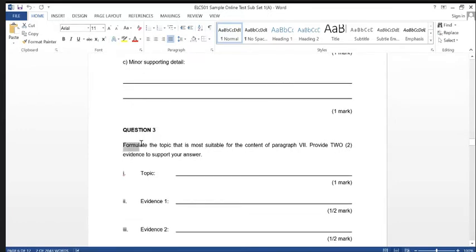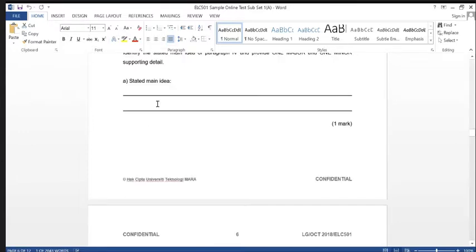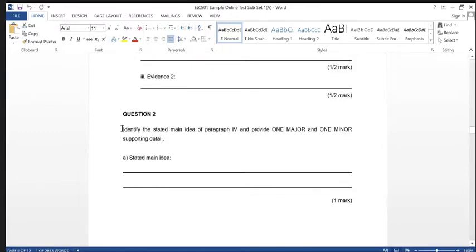Now, the word formulate, that's why I say at this level, you have to be very conscious, aware of the usage of words. They do not use the word formulate casually. If you look at, for example, question 2, they use identify. Identify. Okay. Question 3, they use the word formulate.